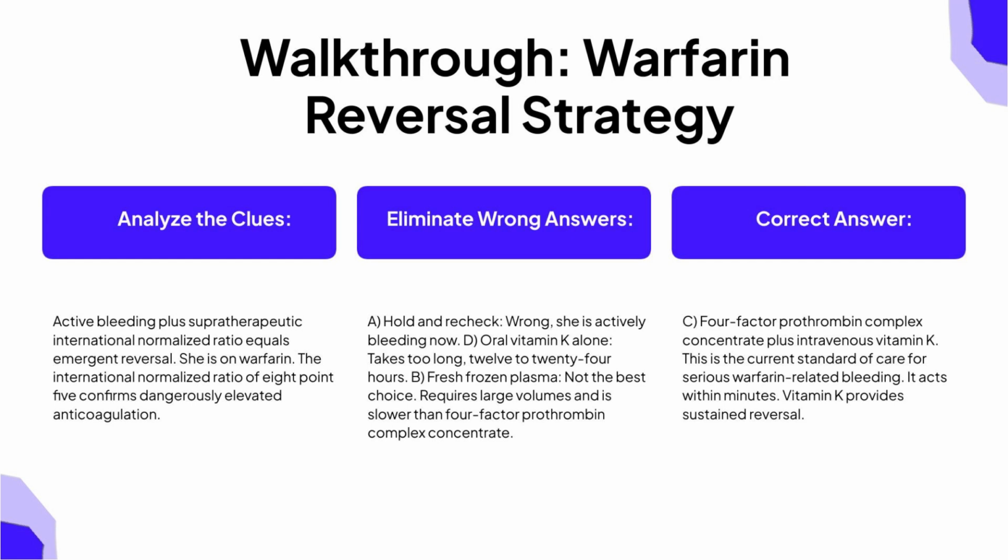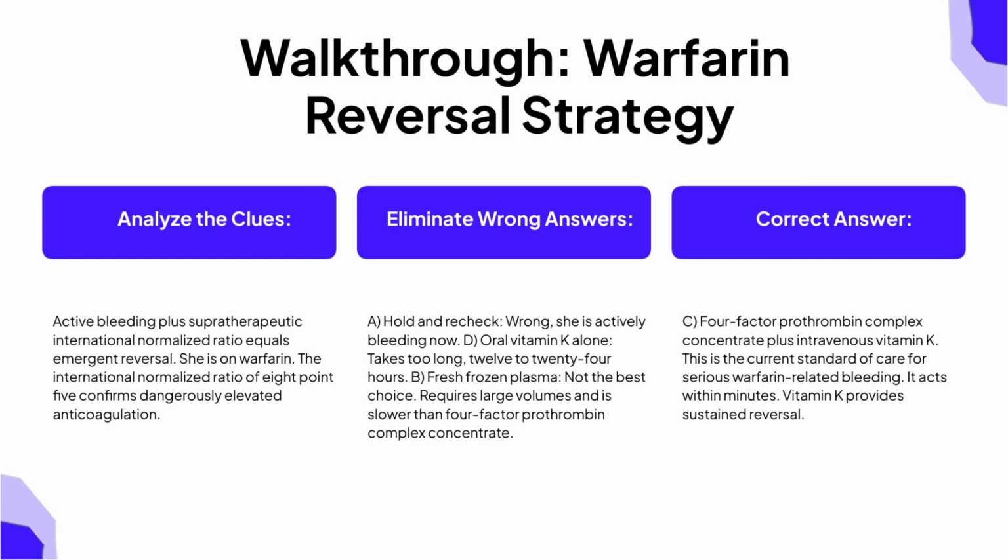The correct answer is C, 4-factor Prothrombin Complex Concentrate plus intravenous vitamin K. Here is why. First, analyze the clues. She is actively bleeding. The international normalized ratio is dangerously elevated at 8.5. She is on warfarin. This is a serious bleed. Now eliminate the wrong answers. Choice A, just holding warfarin, is wrong because she is actively bleeding. You cannot wait. Choice B, fresh frozen plasma alone, is not the best answer anymore. It takes time to thaw, requires large volumes, and 4-factor Prothrombin Complex Concentrate is the current standard of care.